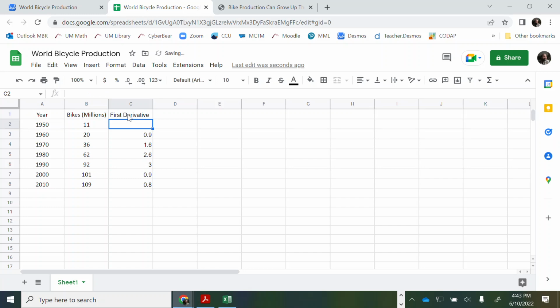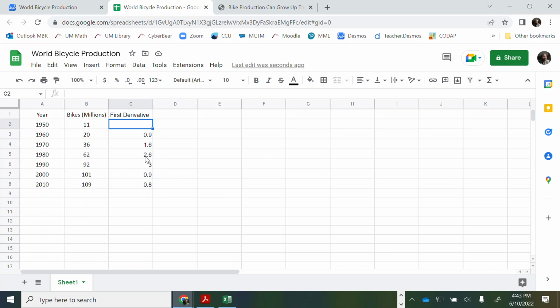One thing that's always interesting is that you don't get a first derivative value for the first data point because, of course, there's no way to tell what it was doing in 1940. So you always get one less data value for first derivatives than you do in the raw data. So that's kind of interesting.